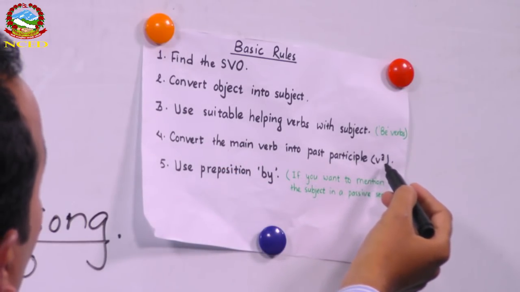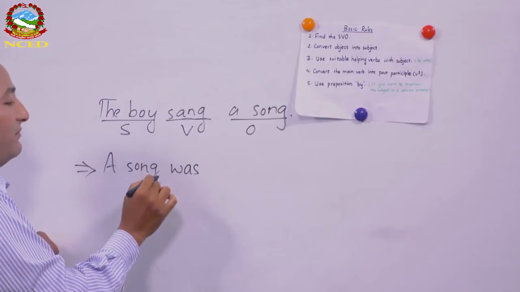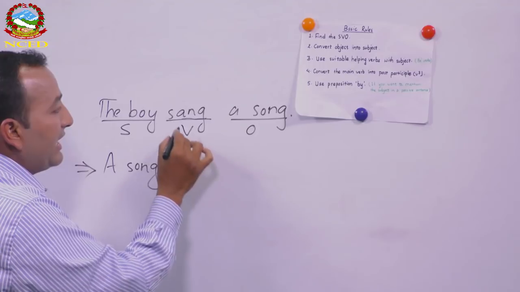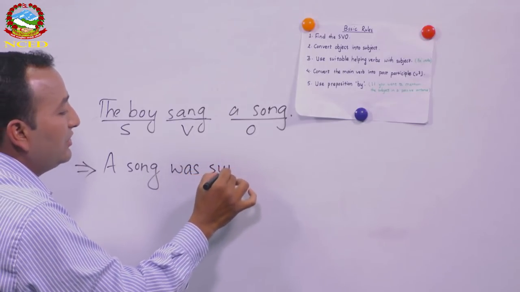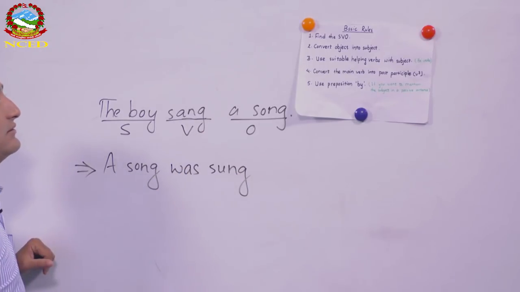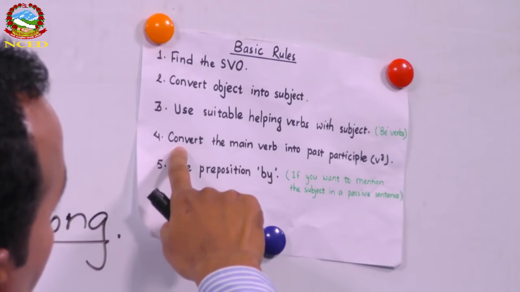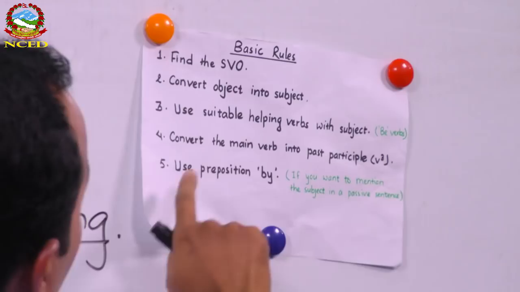Now convert the main verb into the past participle. This means verb 3, the past participle form. The third form of the verb sing is sung, S-U-N-G, sung. Now next we have to convert the main verb into the past participle. Done.